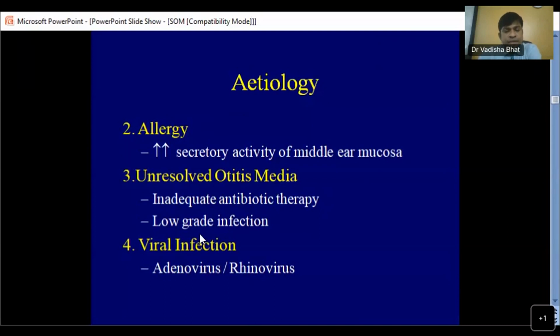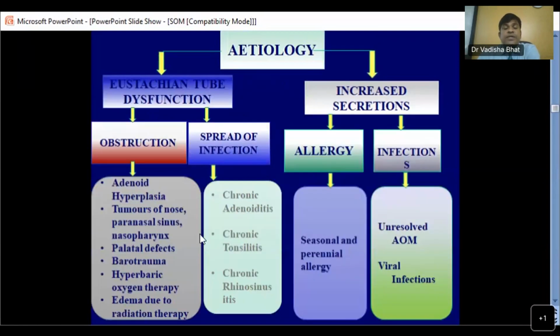Viral infections like adenovirus and rhinovirus also cause increased activity of the mucus glands in the mid-layer, leading to mid-layer effusion. Now we have classified here, in the previous list, certain causes which cause eustachian tube dysfunction and certain causes which can cause increased secretions. Eustachian tube dysfunction, again, may be obstruction like adenoid hyperplasia, tumors, palatal defects, barotrauma, hyperbaric oxygen therapy, again for certain conditions like sensorineural hearing loss or facial palsy, and edema due to radiation therapy.